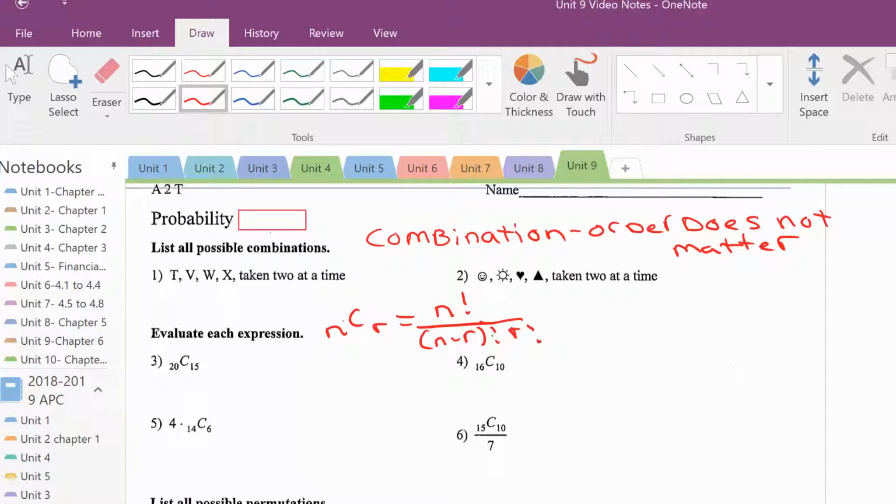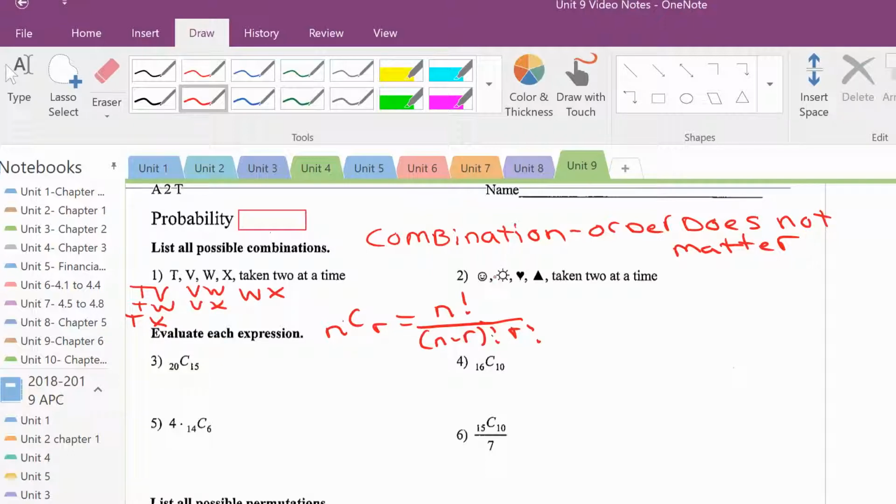However, you do not need to know that. I'll show you how to type it in your calculator. Possible combinations taken two at a time where order doesn't matter. So for example, TV, TW, TX, VW, VX, WX. So notice there's 6 combinations. The order doesn't matter. VT and TV are the same.